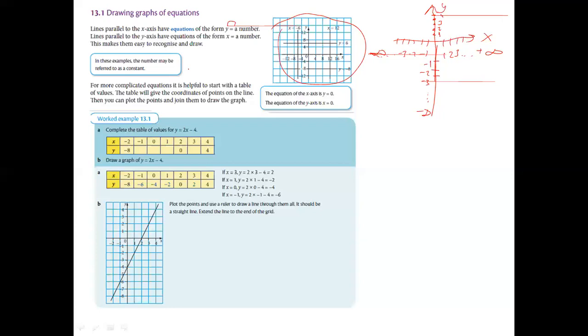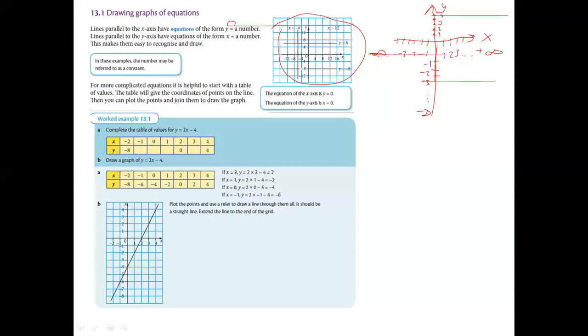The table will give the coordinates of points on a line. Then you can plot the points and join them to draw the graph. Stop the video, and if you don't understand, check your dictionaries or Google Translator. Please stop the video and check the new words.